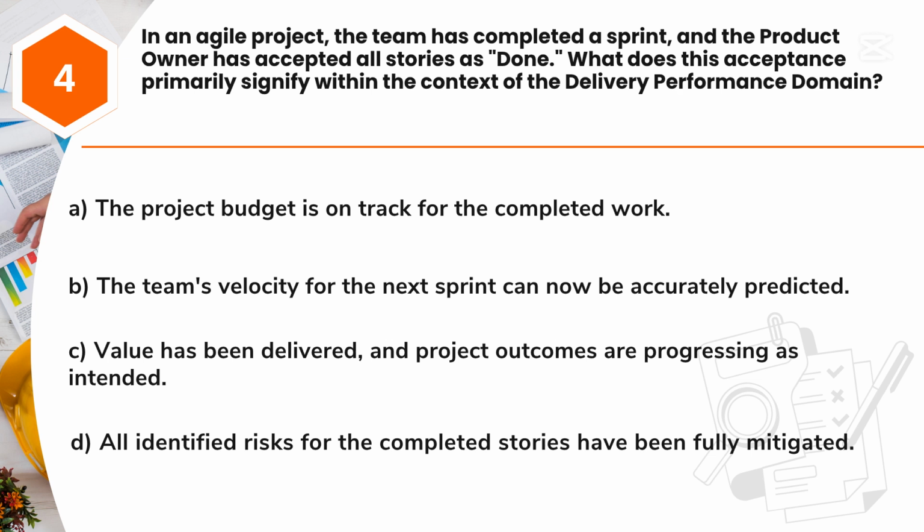A. The project budget is on track for the completed work. B. The team's velocity for the next sprint can now be accurately predicted. C. Value has been delivered, and project outcomes are progressing as intended. D. All identified risks for the completed stories have been fully mitigated.